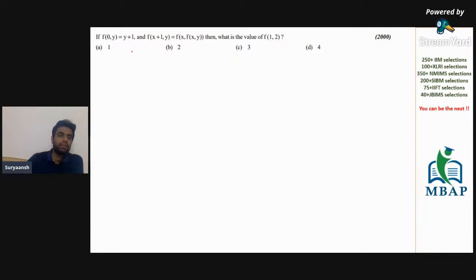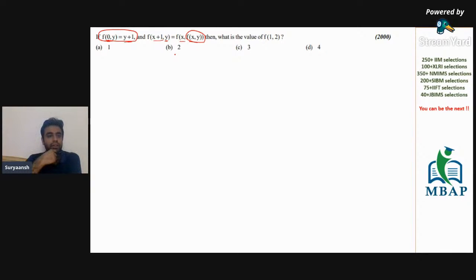So it looks a bit complicated. F of (0, y) is given as y plus 1. When x is 0, f of (0, y) is y plus 1. So basically f is a function of both x and y as input variables. When x is put as 0 and y is put as y, the function becomes y plus 1. When x is put as x plus 1 and y as y, the function becomes f of x and f of (x, y).